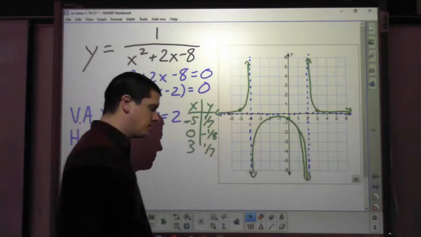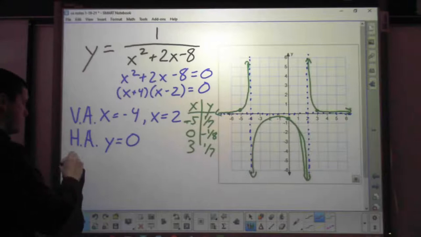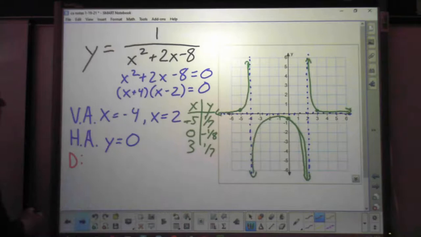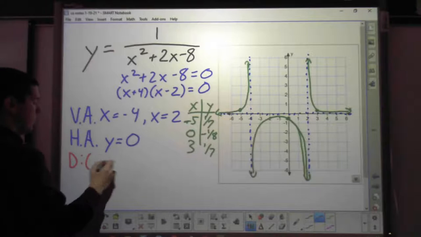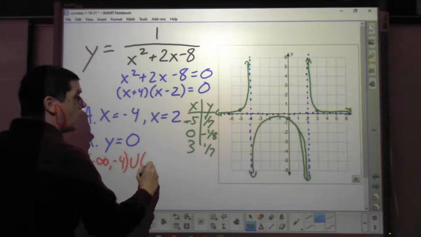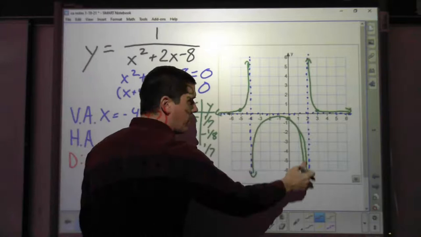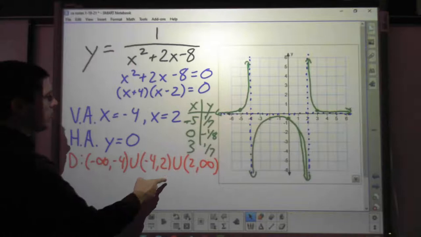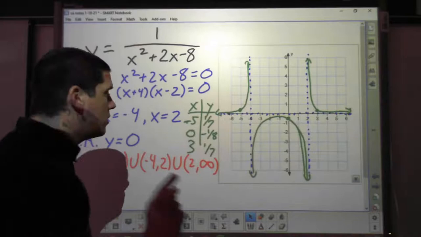All right, so now let's talk domain and range. Domain is always easy because again, I can easily look at my vertical asymptotes. I see, hey, I'm getting close to this line, these lines, that line. Very easy to do domain. But now there are two numbers I can't be. So then I need to say negative infinity to negative 4, union, I can still be in between negative 4 and 2. That's this part of the graph right here. Union 2 to infinity. The number of unions we have in our domain is going to be the same as the number of vertical asymptotes that we have. So keep that in mind.